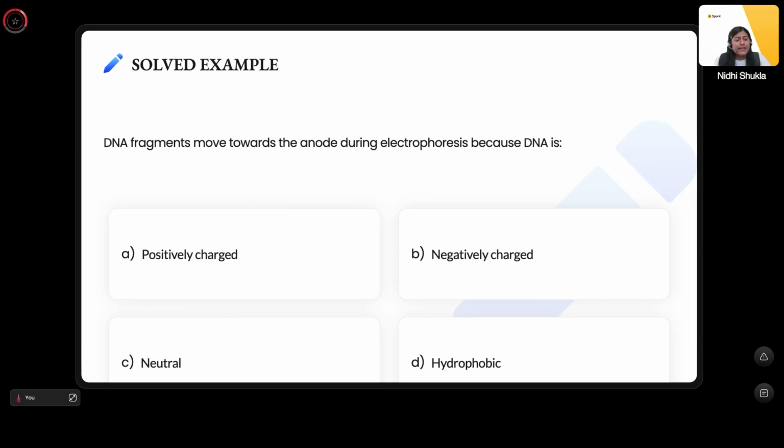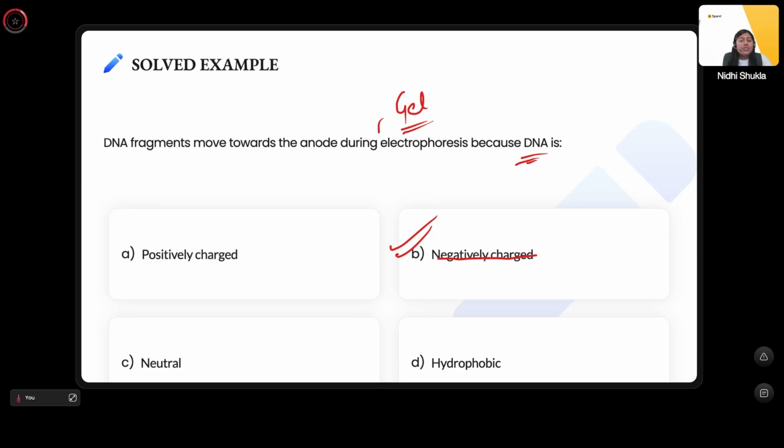Now let us look at next question. DNA fragments move towards the anode during electrophoresis because DNA is. Now, here we are talking about gel electrophoresis. We are talking about agarose gel electrophoresis, where DNA is loaded into wells, and under the influence of an electric field, it migrates towards the positive terminal. Why do they migrate towards the positive terminal? Because your DNA is negatively charged. Hence, under the influence of an electric field, they move towards the positive terminal.